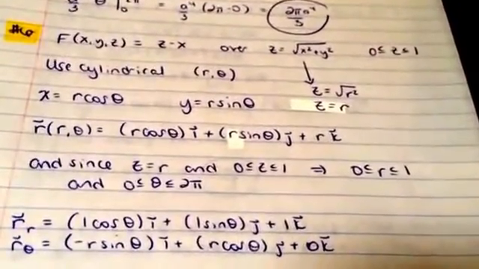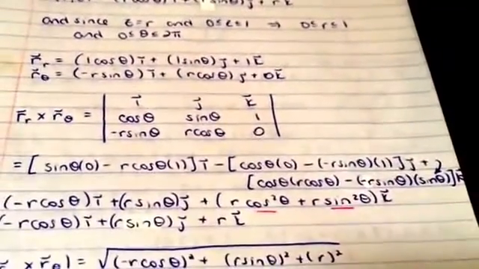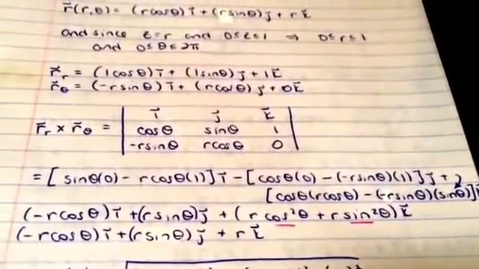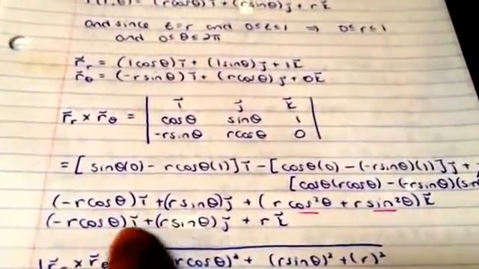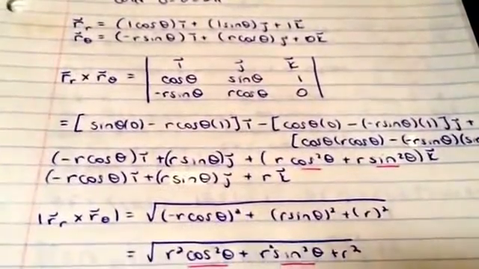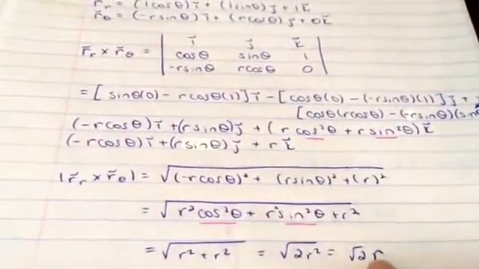So find my partial derivatives. I put them in my cross product. I evaluate my cross product. Again, when I have cosine squared and sine squared, I can factor out what I have in front of it. And that becomes 1. So here is my cross product. Then I'm going to do the magnitude of it. Again, factor out. And so it simplifies down to just this.